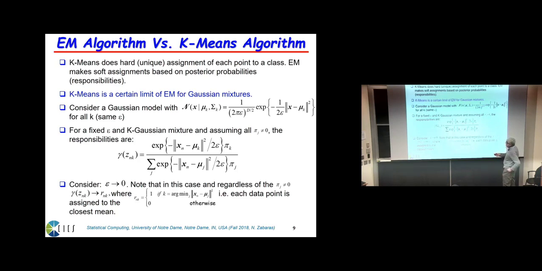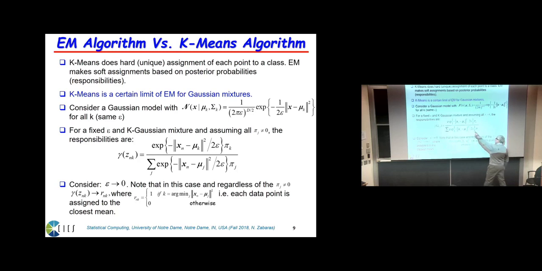Okay, and that leads basically to the fact that the responsibilities are equal to the strong assignments of the k-means algorithm, where this goes to what we call Rnk, and Rnk is 1 when k is actually the argument here that minimizes the distance of xn from all the centers mj. There is a minus sign there, right? I'm looking actually for the maximal term on this, but because of the minus sign, when you look at the square there, I want to minimize.